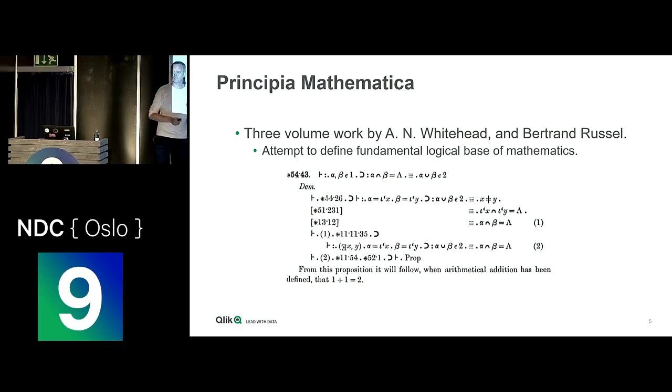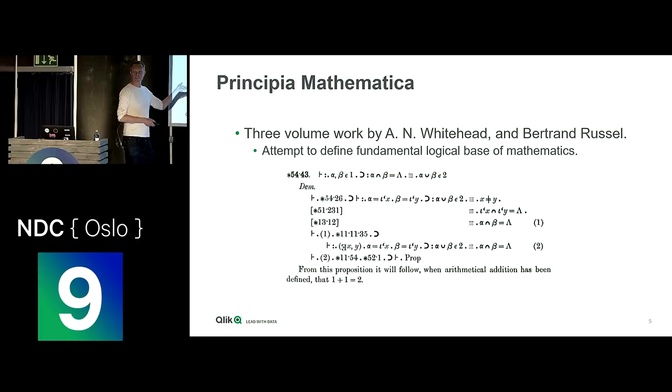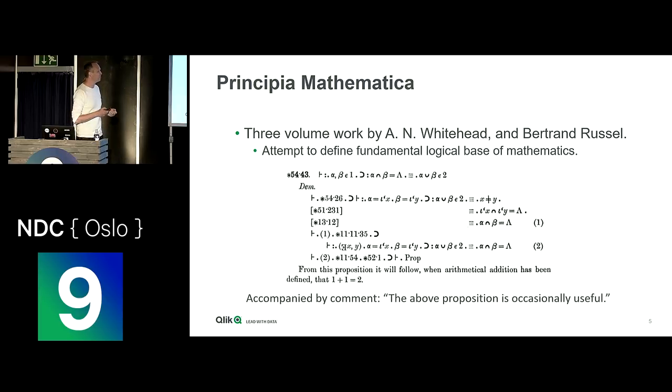This is a small excerpt taken from Wikipedia from their work, and this is a proof that shows that 1 plus 1 equals 2. It's at that level they're doing their work. So they have been defining these small atoms, and from those they have been able to derive a very fundamental part of algebra. This is obviously sort of comical, but it's also very useful, right? And they also added this note that the above proposition is occasionally useful.